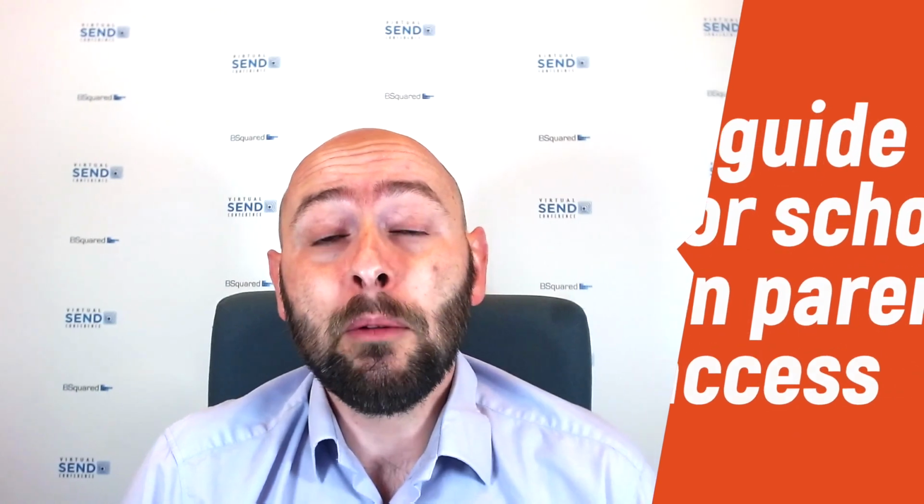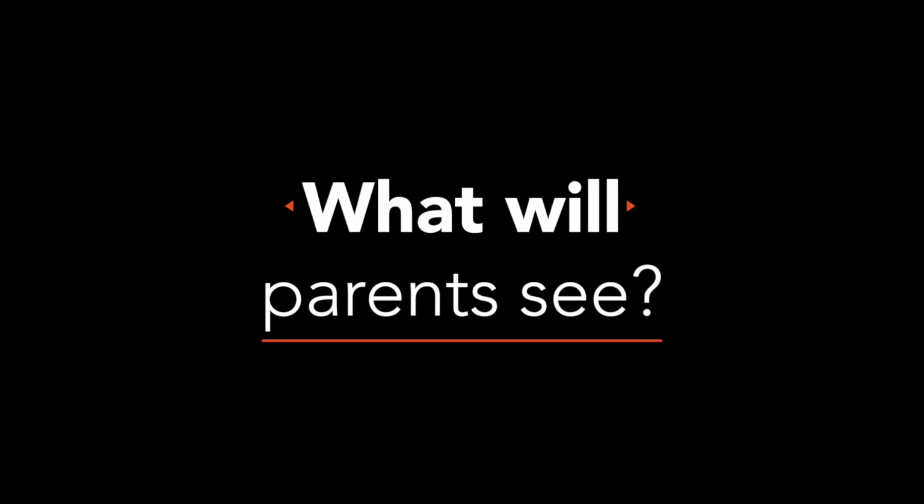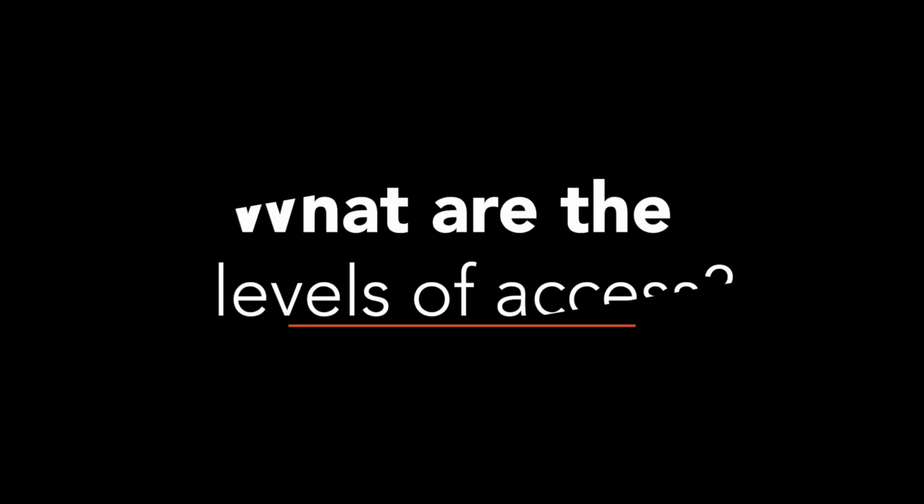This is a video guide on parental access within Evisense. So you have your Evisense set up and you may be aware that there is a parental access option, and I guess your first question is, what evidence do parents see when you set up that parental access? And the answer to that is pretty much whatever you want them to see.